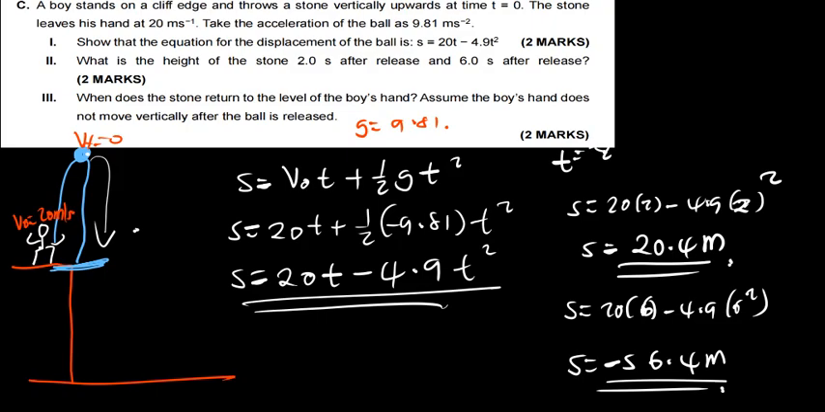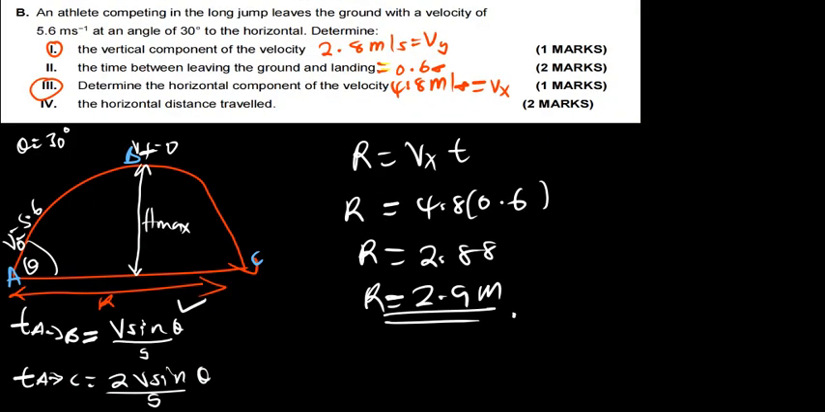Okay. Another question now, which is the last part, is saying, when does the stone return to the level of the boy's hand? Assume the boy's stand does not move vertically after the ball release. So now this boy, after releasing it, then it came back to his hand. So it's basically the same principle as this question, where I was trying to say from point A to B. It's basically the same as from point A to B and B to C.